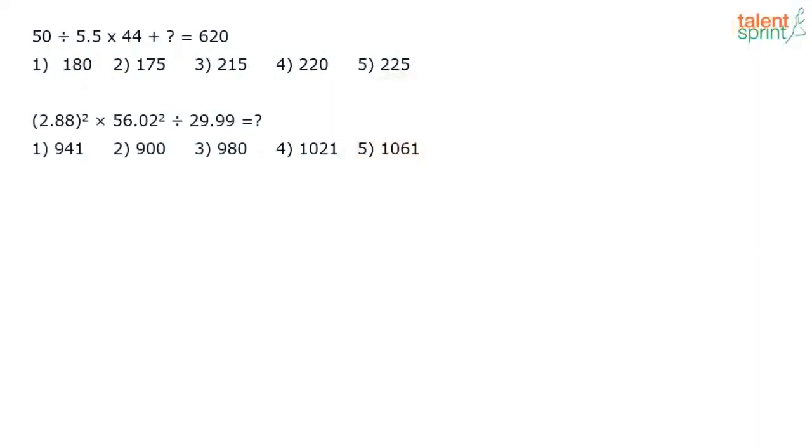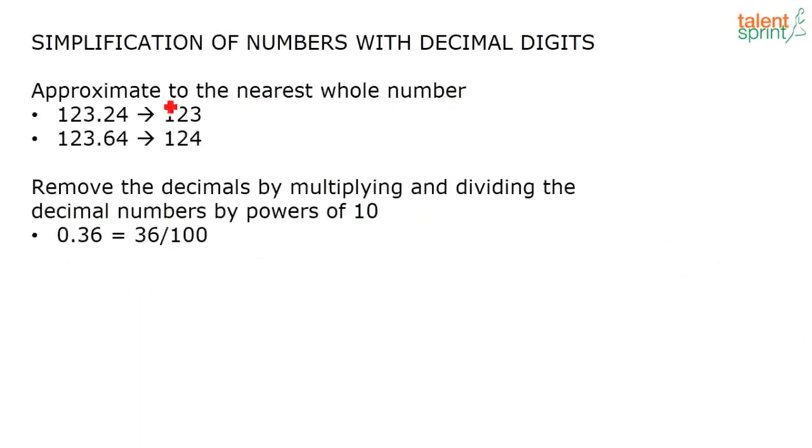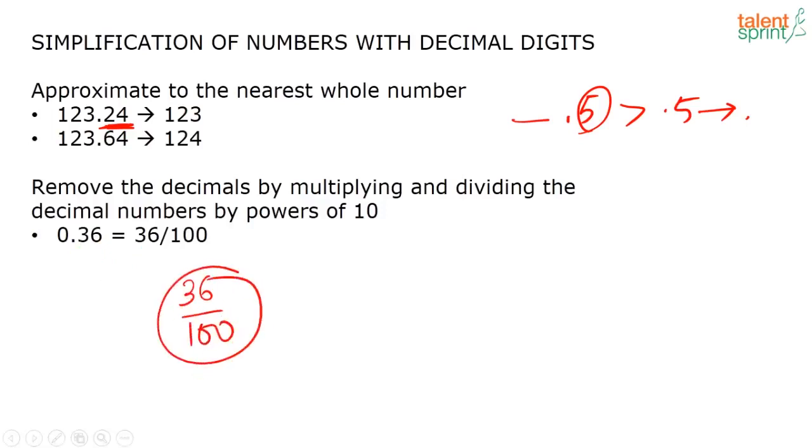Okay, so let me share my screen so that it's more clear as to what I was trying to tell you. As I said, approximate to the nearest whole number. So here, 123.24, you approximate it as 123. If the decimal part is 0.5 or more than 0.5, you always approximate it to the next largest whole number. Similarly, if the decimal part is less than 0.5, like 0.4 or 0.2, then you approximate it to the lowest nearest whole number. Another way of doing it is, if it is 0.36, you can write it as 36 by 100. This will help us calculate faster.